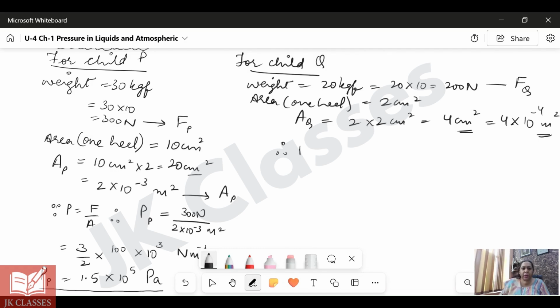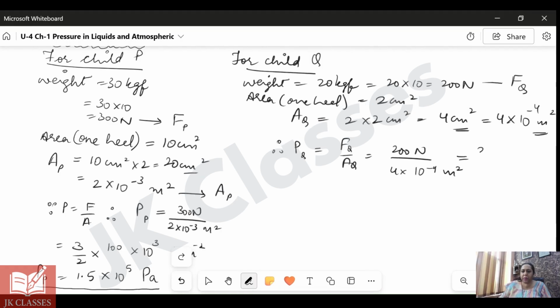Therefore pressure will be 200 Newton over 4 into 10 raised to power minus 4 meter square, which will be equal to 2 by 4 into 10 raised to power 2 into 10 raised to power 4, comes out to be 0.5 into 10 raised to power 6 Pascal.